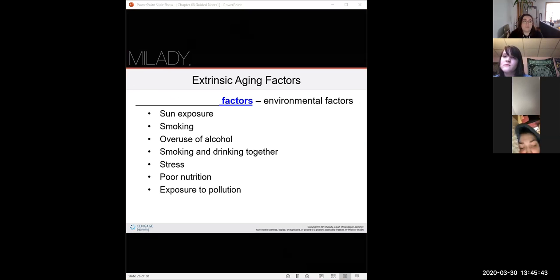So extrinsic factors are environmental factors. Extrinsic happening outside, okay? Intrinsic kind of inside. They're part of being human. So sun exposure, smoking, overuse of alcohol, smoking and drinking together, stress, poor nutrition, and pollution. These are things we do have control over exposing ourselves to. Intrinsic, we have very little control. Extrinsic, we have much more control, okay? Extrinsic is responsible for way more aging than the intrinsic factors. Extrinsic factors are probably 85% of what ages our skin.